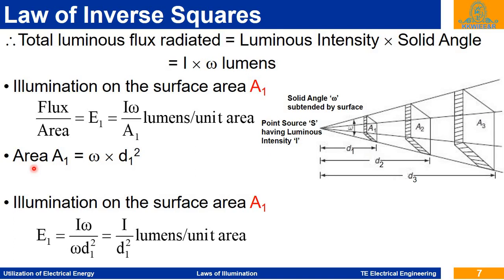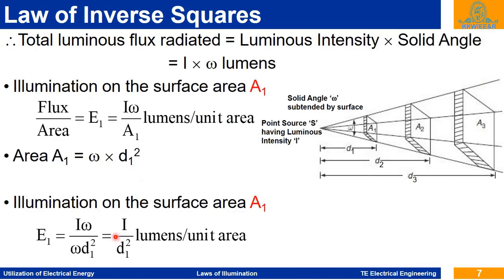Now we can find out the area A1 from the solid angle and the distance from the point source and area A1, which is equal to omega d1 square. So we substitute this area A1 in the equation of E1, or illumination on the surface area A1, and we get E1 is equal to I omega upon omega d1 square. And here this omega gets cancelled, and I, luminous intensity of a point source, divided by d1 square, distance between point source and area A1.